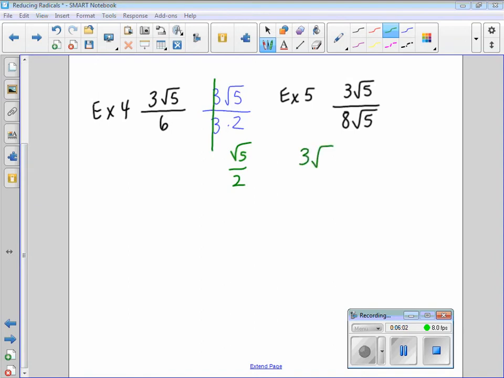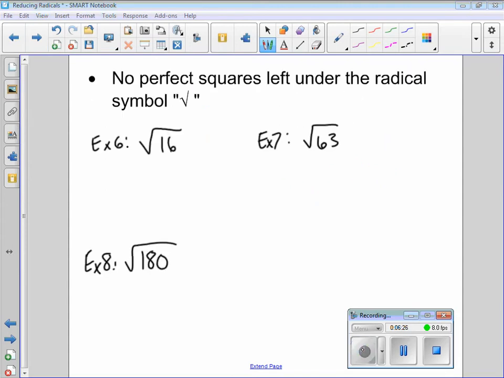You can put me on pause and see if you can do this one on your own. There's no factors of 3 to be broken out. There's no simplification of square root of 5. So there's no common factors between the 3 and the 8 to cancel out, but the square roots of 5 do cancel out. They're factors of each other, right? So this ends up being 3/8. All right, easy enough. Square root of 16, I hope that you know that one to be 4.